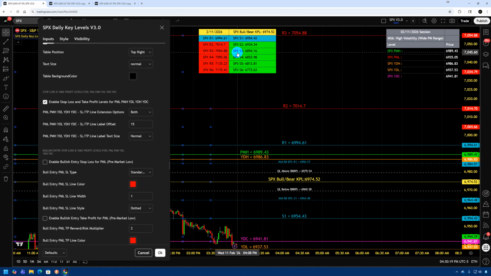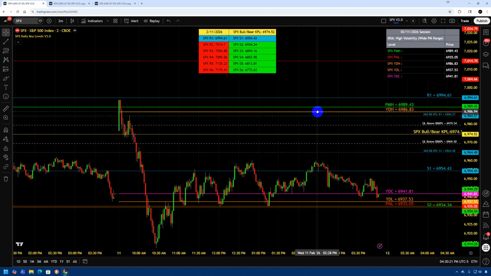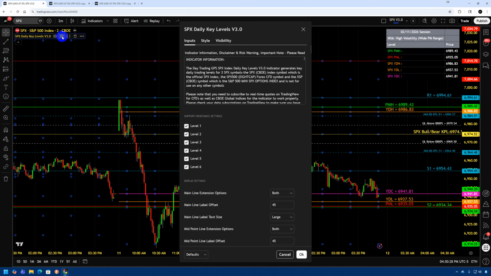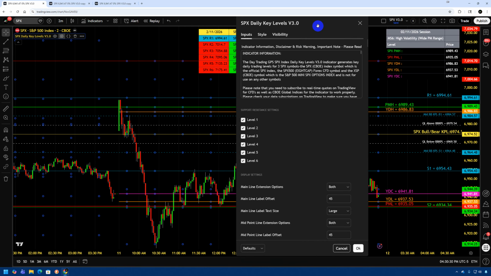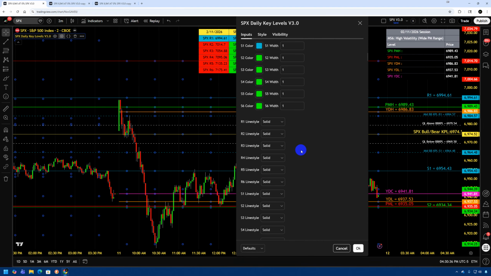So as an example, we'll look at today, and let's just look at PMH as an example. So we'll go ahead and go back to the user control panel. And here we have the PMH level here. We have a close below the PMH.